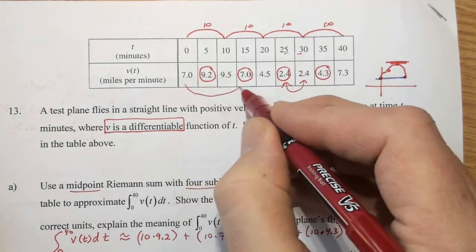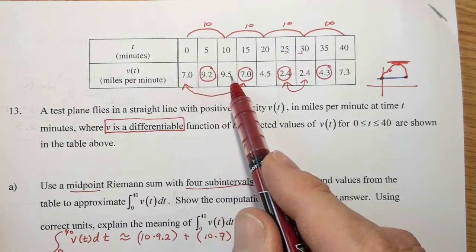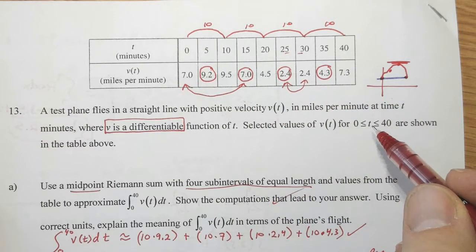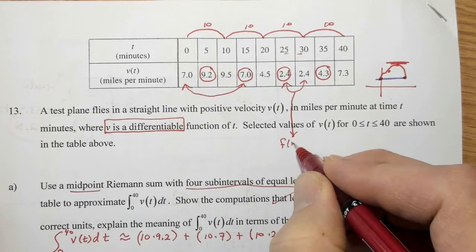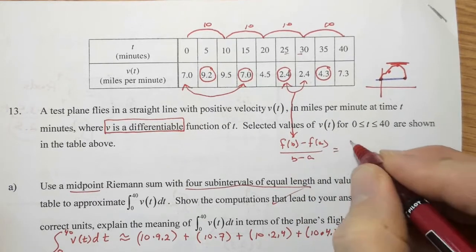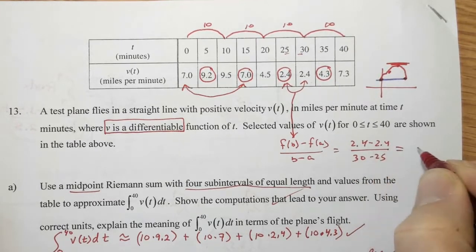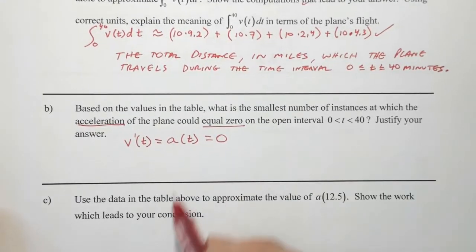So from here to here, we see 7 and 7, and then here to here, we see 2.4 to 2.4. There's no other repetition of the numbers which would cause an average rate of change to be equal to 0. Because again, what we're really doing down here is f of b minus f of a over b minus a, where this is 2.4 minus 2.4 over 30 minus 25. The numerator is 0, so the fraction is 0. And if the average rate of change is 0, then the derivative will be 0.